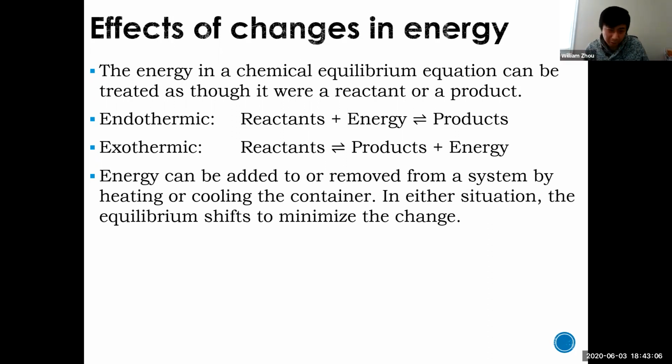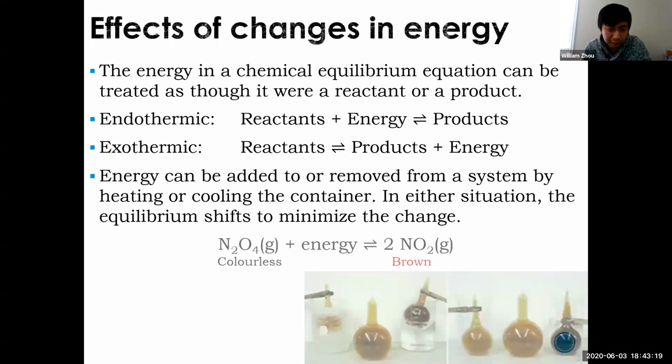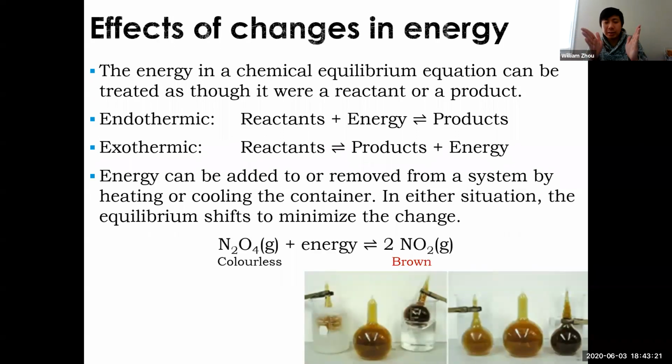Okay, in either situation, though, equilibrium will shift to undo what you just did, to minimize the change. If I heat it up, Le Chatelier will seek to cool it down. If I cool it down, Le Chatelier will seek to make more energy. Example would be this. We talked about this in the last class. N2O4 and NO2. NO2 is a brown gas, and N2O4 is colorless. This is an endothermic reaction, the decomposition of N2O4 into NO2. So you have a colorless gas, you add some energy, it will break into this brown gas.